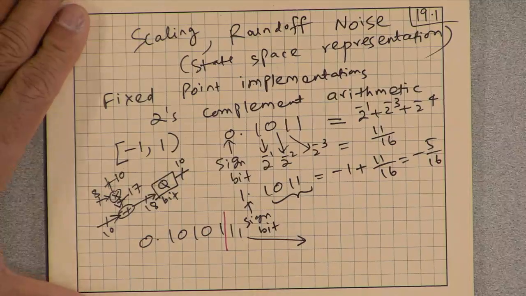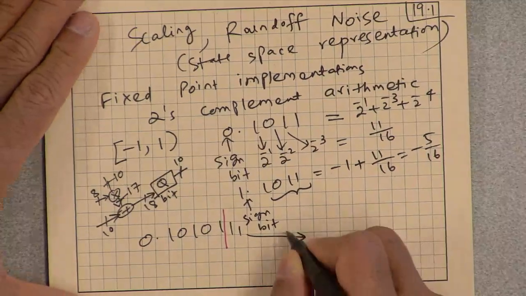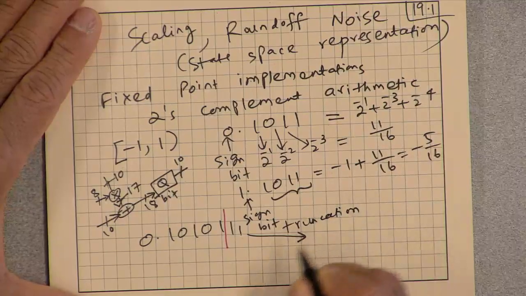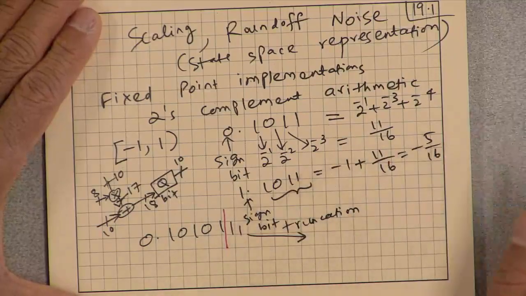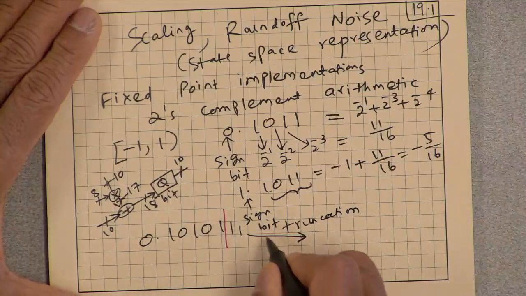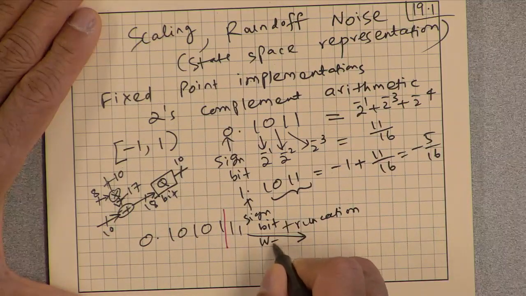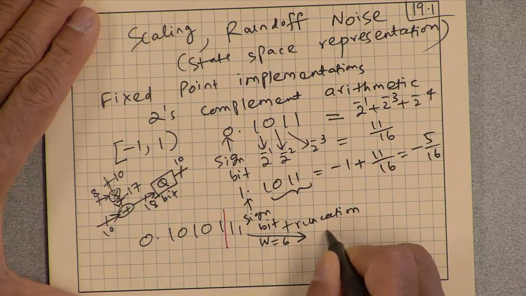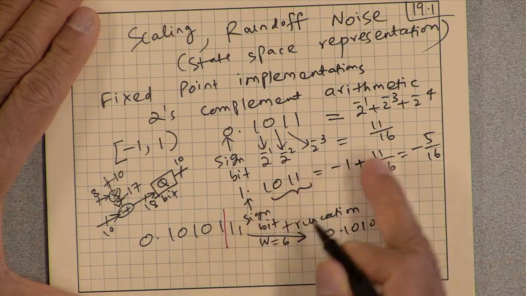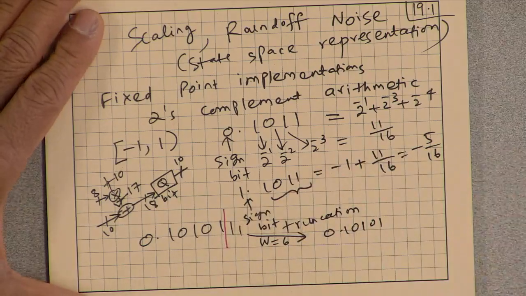So there are two ways of approximation. One is simply called truncation. When we truncate, we throw out everything after, so in this case 1, 2, 3, 4, 5, 6. If you truncate to 6 bits, this would be 0.10101. So throw away everything after 6 bits.